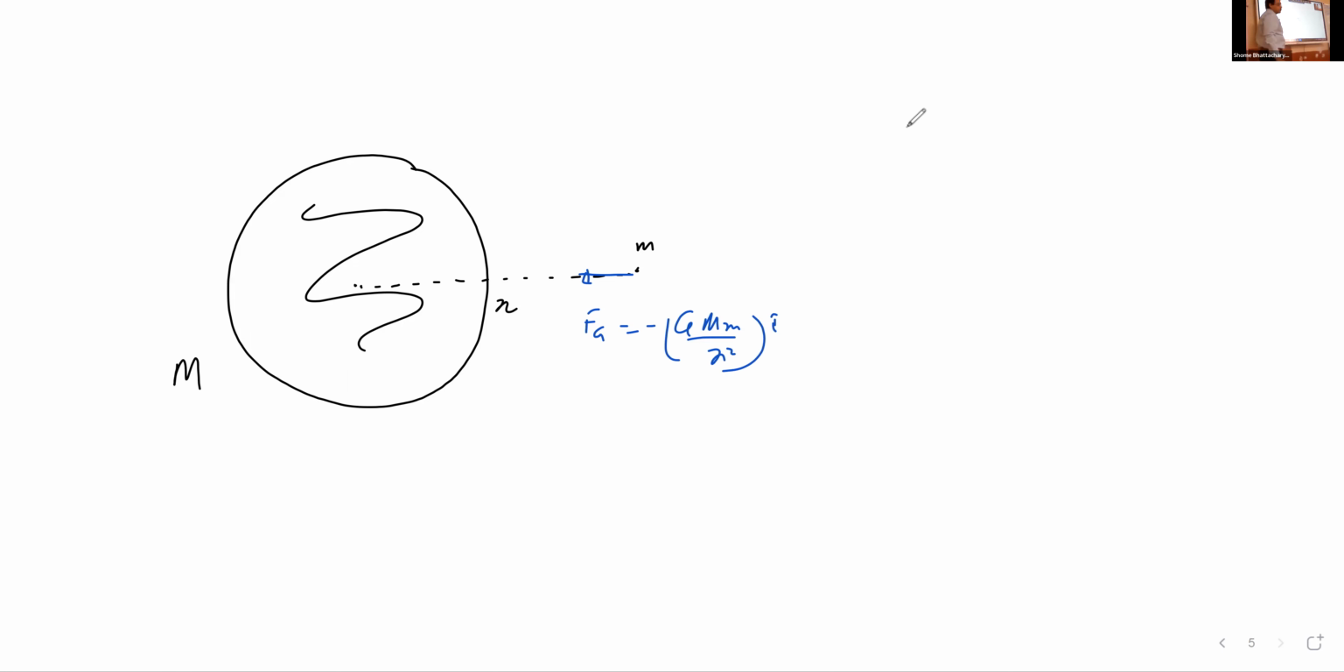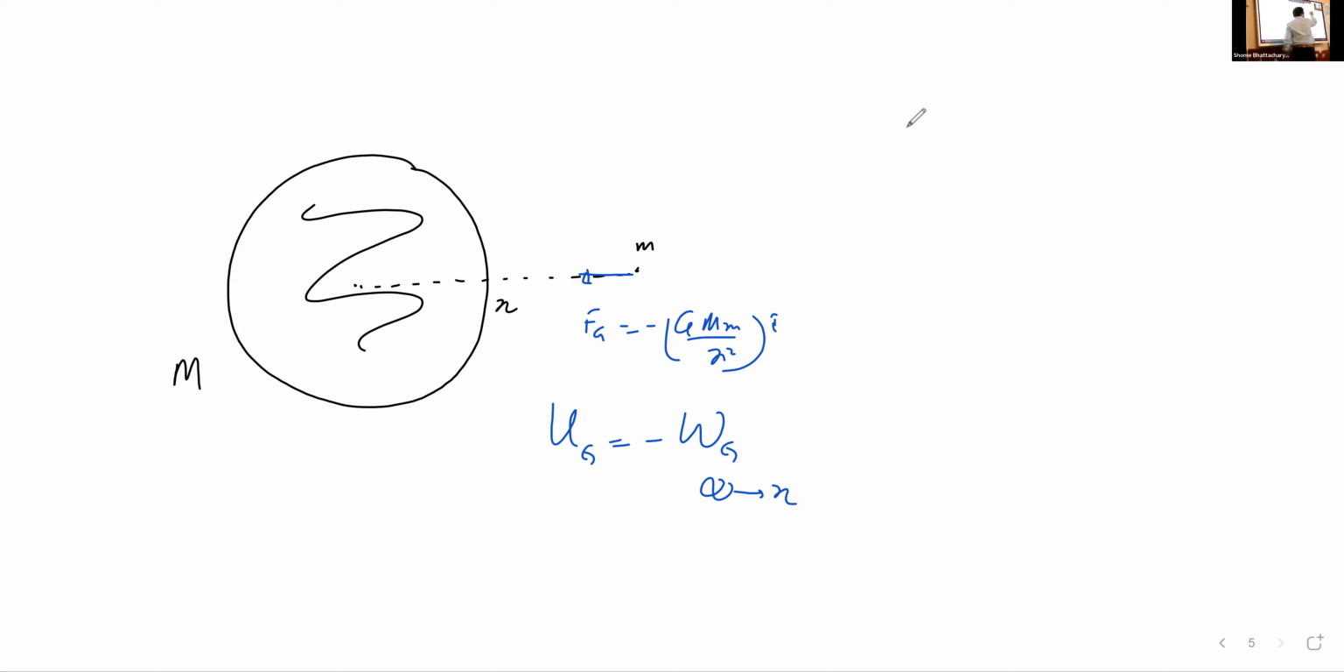Because it's an attractive force. So this we see comes in which category? It comes in the category of central forces which are conservative. So there is some formula for gravitational potential energy, and how that formula comes is that gravitational potential energy is the negative of work done by this gravitational force from infinity to that distance x.